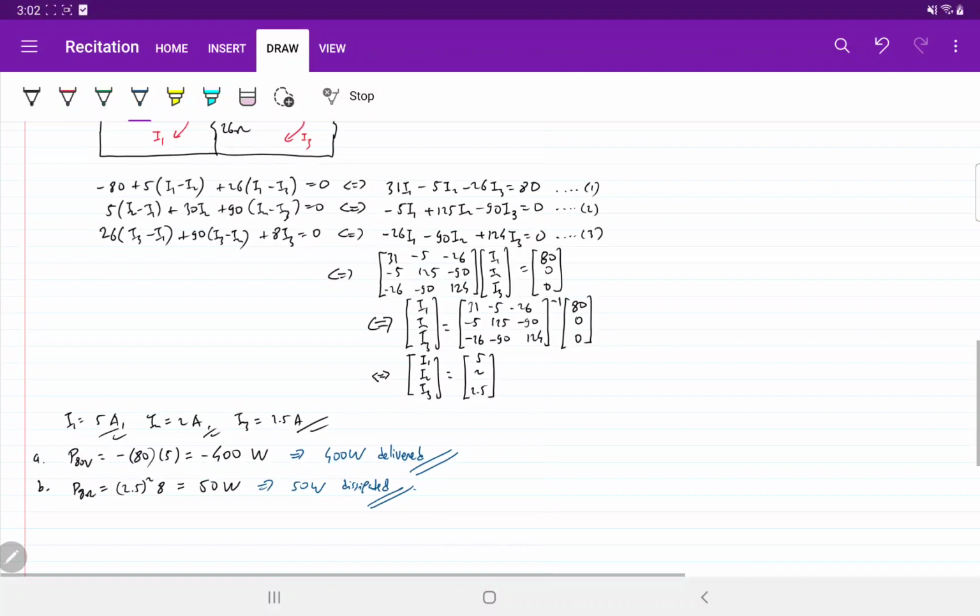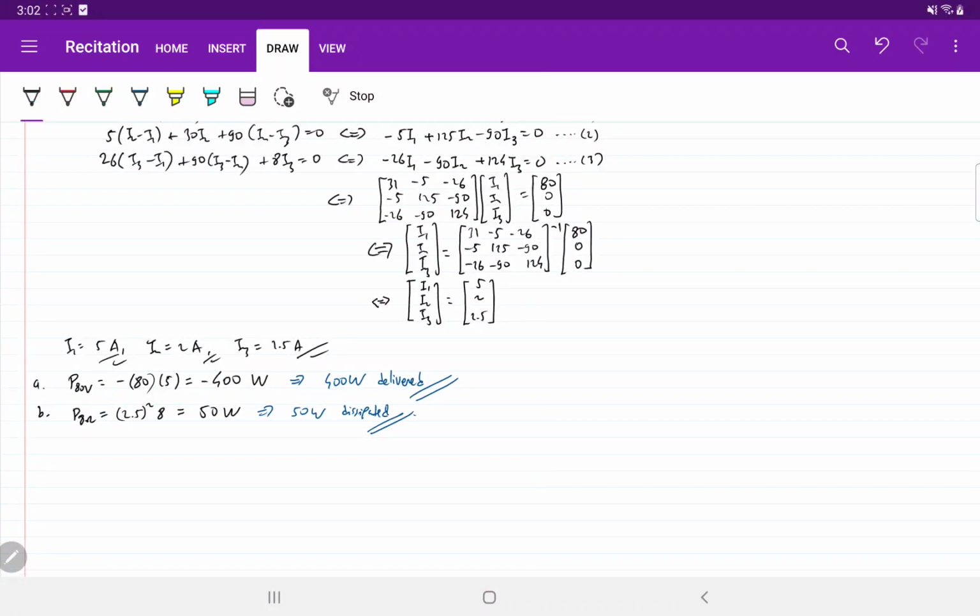Okay, that's the second problem. Last problem, number 3.